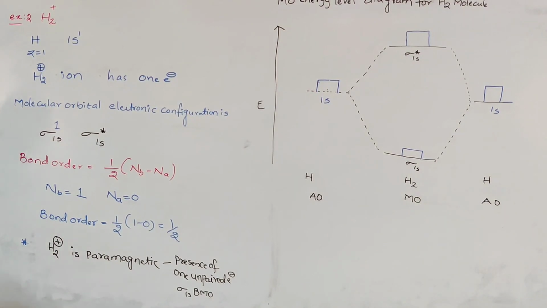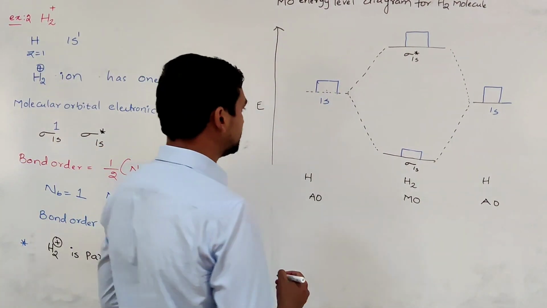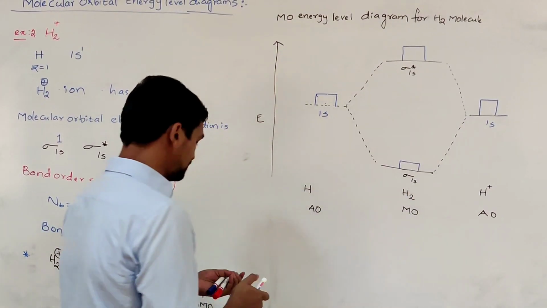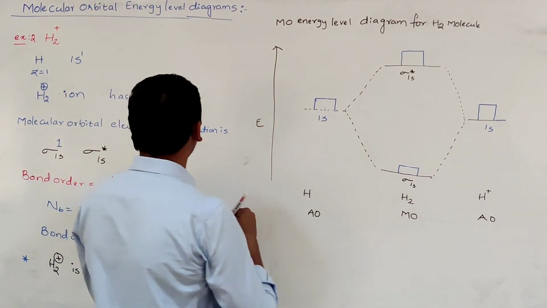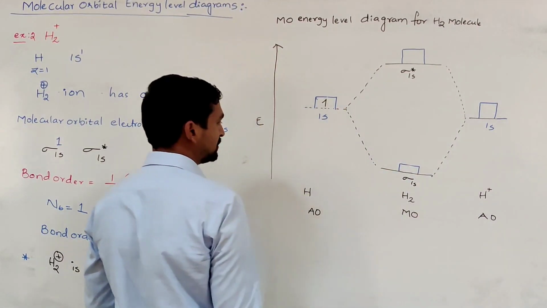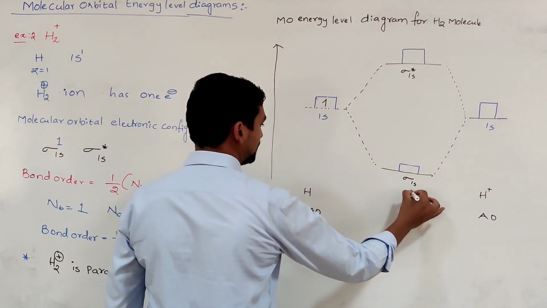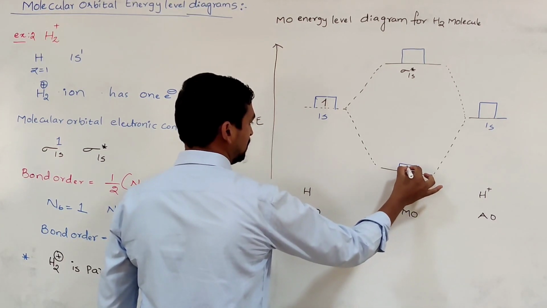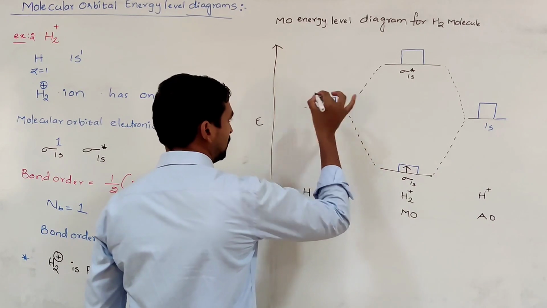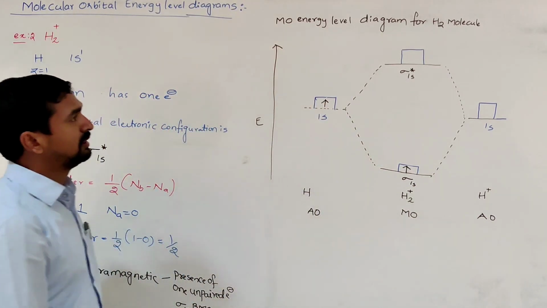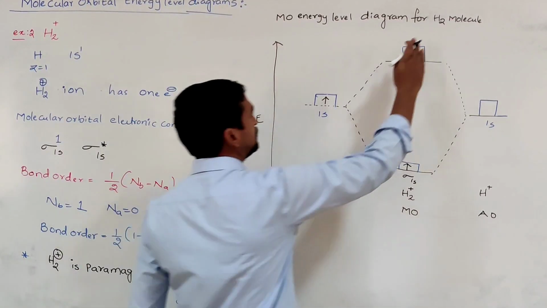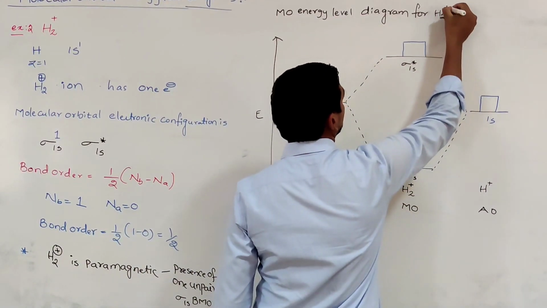So then what is the energy level diagram? Same as before, this is an H, and this is an H plus. In the hydrogen one electron is present, in the H plus ion no electron is present. In the formation of H2 plus, only one electron is present in the sigma 1s. So like that we can draw the molecular orbital energy level diagram for the H2 plus ion.